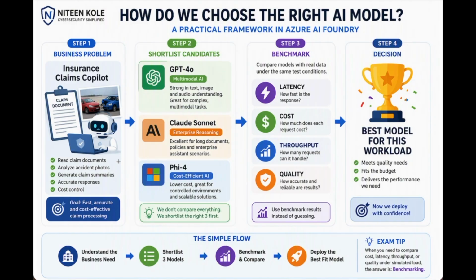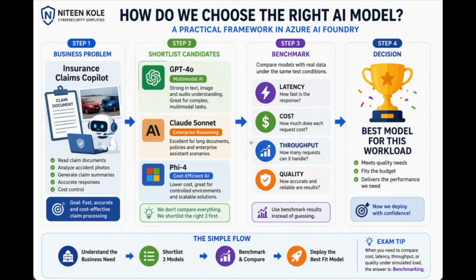Now understand the business problem. Here we are building an insurance claims copilot, not a programming assistant, not an image generator, not a travel chatbot. Always start with the business problem. Now let's understand priorities. As per the business, accuracy matters, cost matters, speed matters. From the business requirement, three things we require: accuracy, cost, and speed. These are the priorities we need to consider in our models so that we can shortlist them.